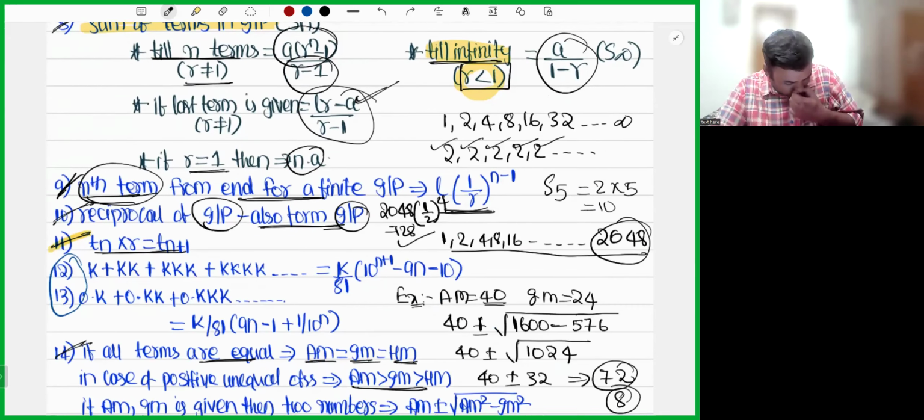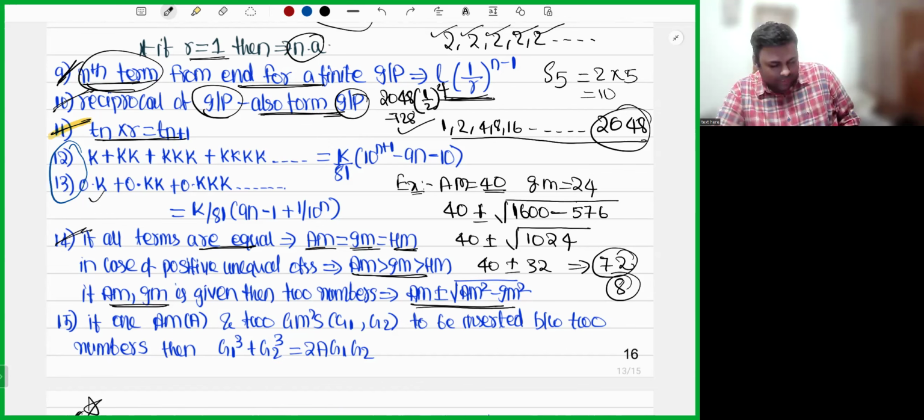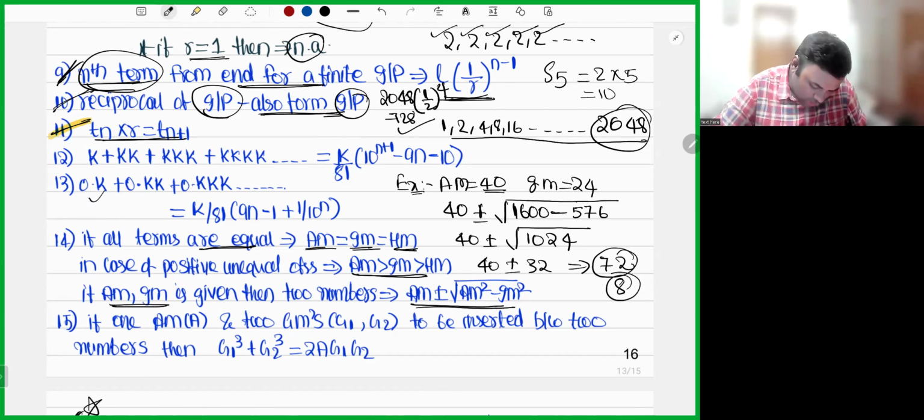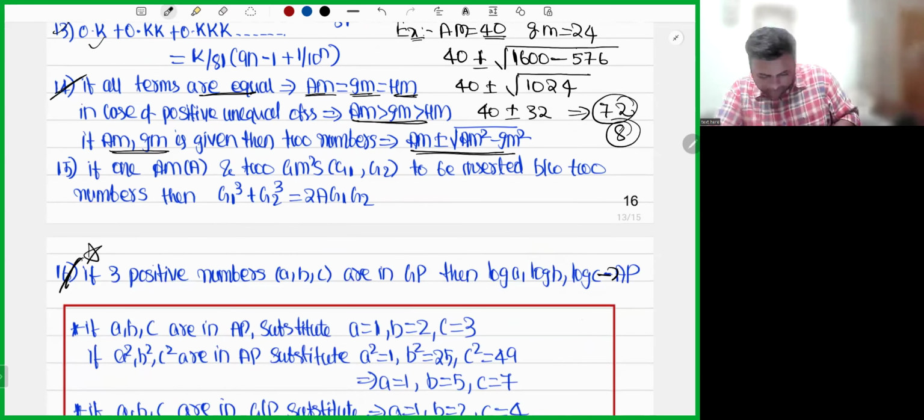Next. Instead of K, sometimes you will have 0.K. Even then the answer will remain the same, with a little change. K by 81 will remain the same. What changes is what is in the bracket: it will be 9n minus 1 plus 1 by 10 power n. Just remember this once by reading before the examination. We need not spend more time on that. So I hope these 2 points are also clear. Next.